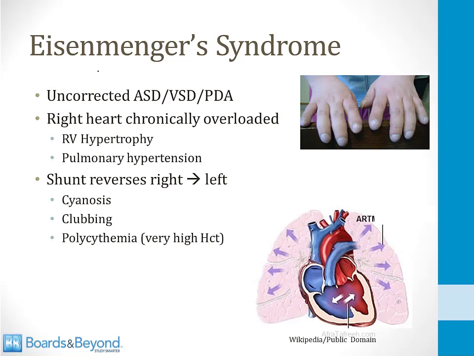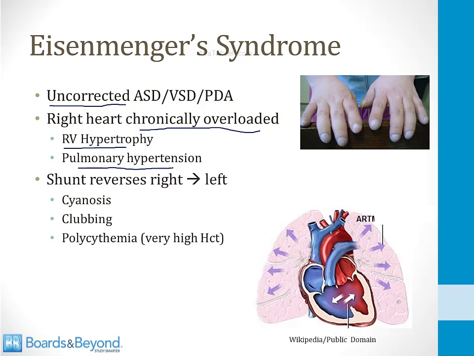Eisenmenger syndrome is the clinical syndrome that occurs when large ASDs, VSDs, or PDAs are left uncorrected. This is largely not seen in the modern era. It's mostly historical. It used to occur years ago before there were surgeries to correct these defects. The reason Eisenmenger syndrome occurs is because the right heart is chronically overloaded due to shunting from the left side of the body. This leads to right ventricular hypertrophy and pulmonary hypertension.